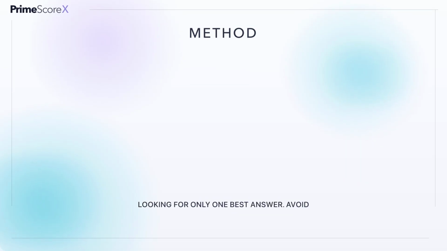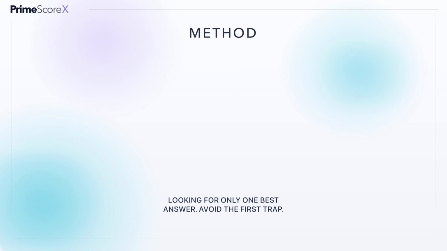Then continue the method. Step 3. Remove unsupported options. Step 4. Review the final set before submitting. This is where most improvement happens, because you move from recognition to execution. You are not just saying, I understand the topic. You are proving that you can apply it correctly under TEAS-style pressure.